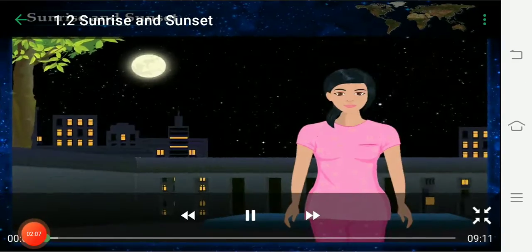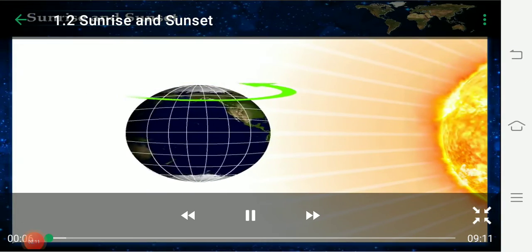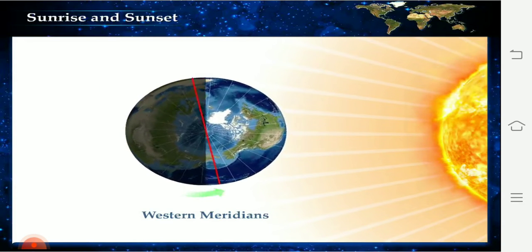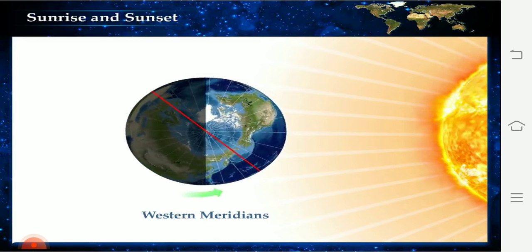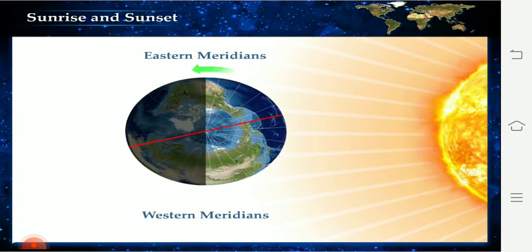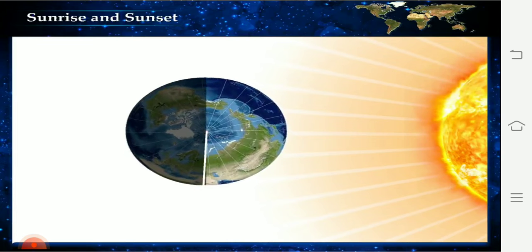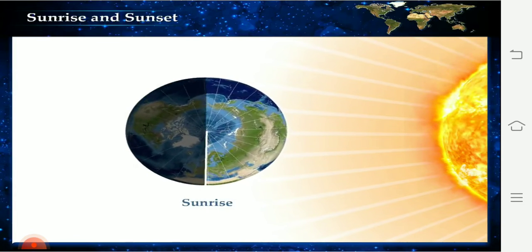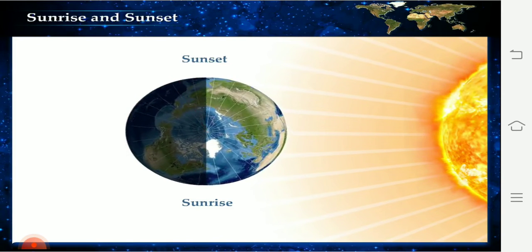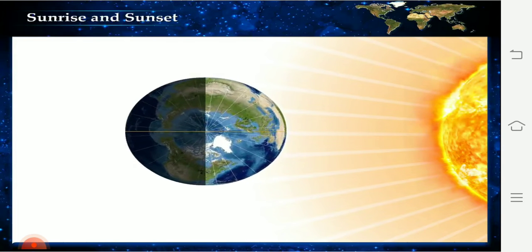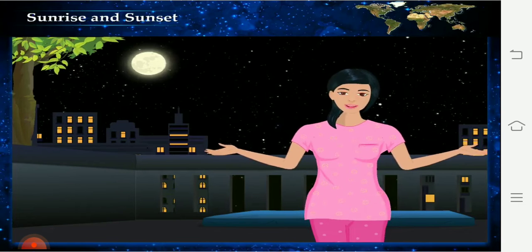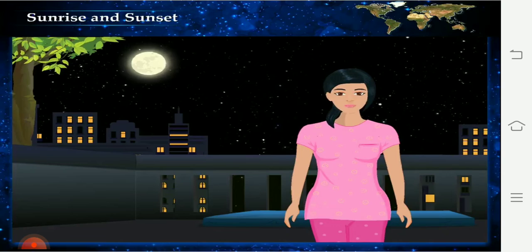Sunrise and sunset. The Earth rotates around itself from the west to the east. As a result, the western meridians come in front of the Sun one after the other. At the same time, the eastern meridians go into darkness turn by turn. The meridian that comes into the sunlight experiences sunrise, while the meridian that moves away from the sunlight towards darkness experiences sunset. The meridian that is exactly in front of the Sun experiences midday. Thus, due to Earth's rotation, it became possible for us to measure the time in terms of days.